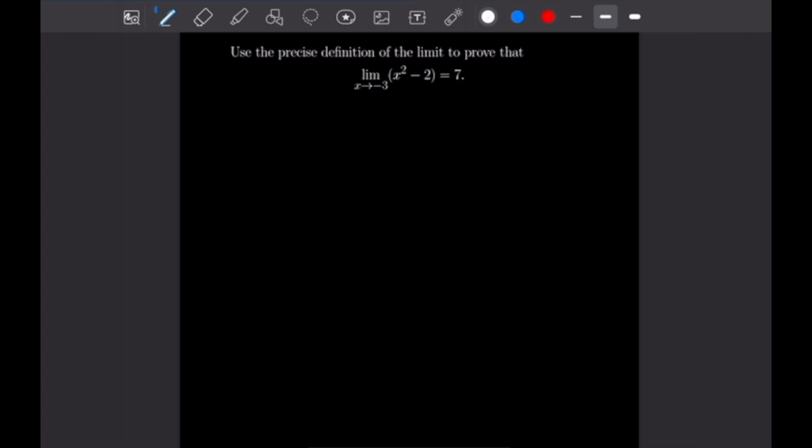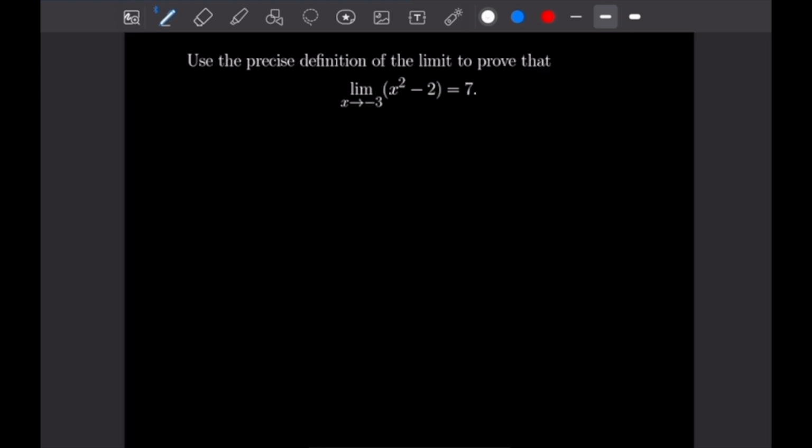Great, so for this limit, we have the limit as x goes to negative 3 of x squared minus 2 is equal to 7. So I'm not going to write out the precise definition of the limit again, but I am going to start with our scratch work like we did on the last one.